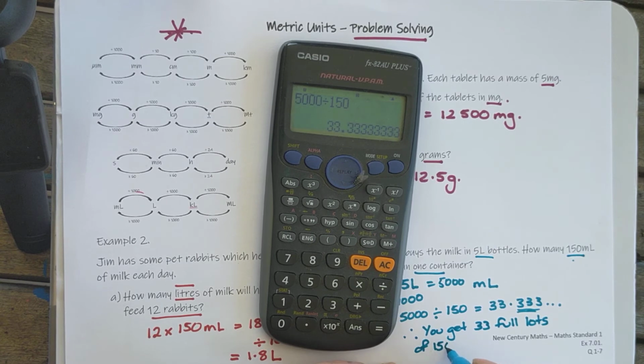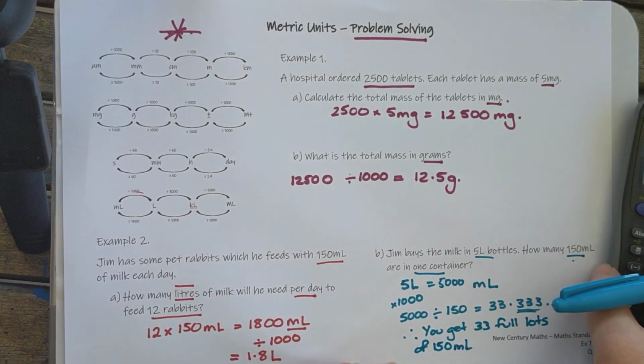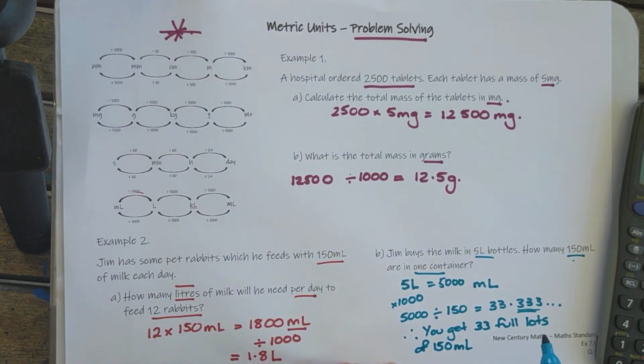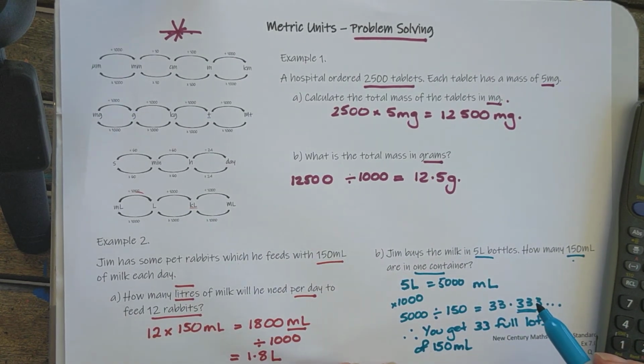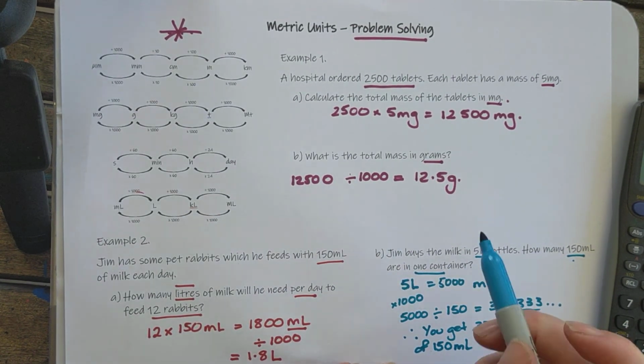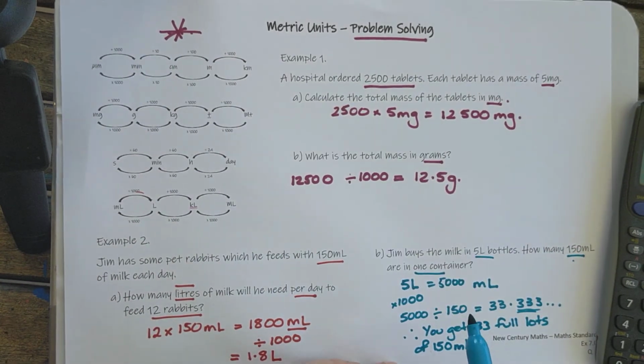So problem solving, they're all going to be different. Whenever you get a problem, you just need to read the question, underline the bits that are important to help you work out what to do, and use your diagram that tells you how to change between one and another.